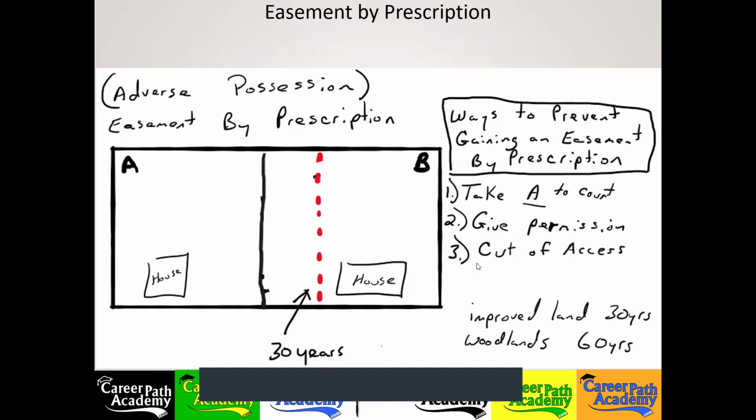And then they could also cut off the access by putting up a fence right on the property line. Lot owner B can put up a fence right on the property line, cutting off their direct access to this area, and once again, resetting the time clock.